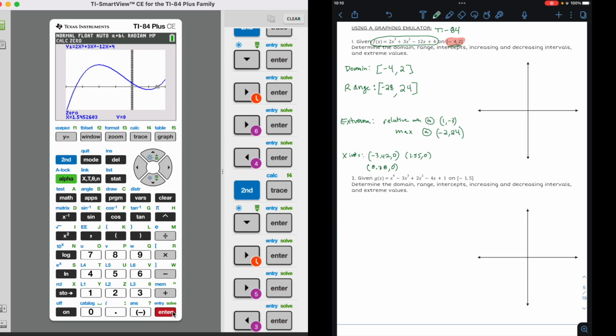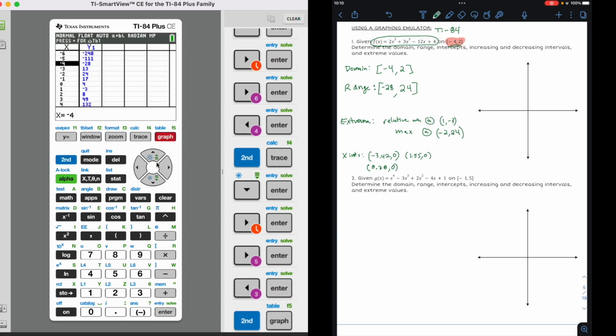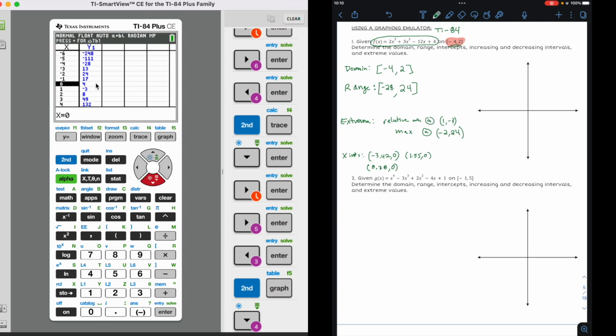So there are the x-intercepts. If we want the y-intercept, we could try to sort of trace over it, but I think the table is going to be easier. We can say, what's 0 for x? Well, we get 4 for y. So that's pretty nice. So then we get a y-intercept at 0, 4. Alrighty.